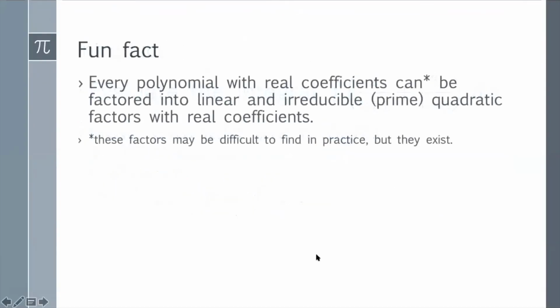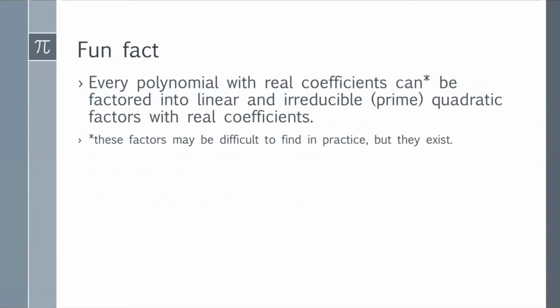So first I need to share this fun fact with you. Every polynomial with real coefficients, I don't care if it's degree 3, degree 4, degree 11, can be factored into linear and irreducible or prime quadratic factors that all have real coefficients. And that's kind of an amazing fact.